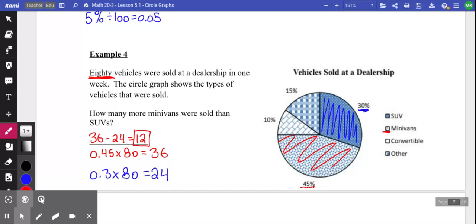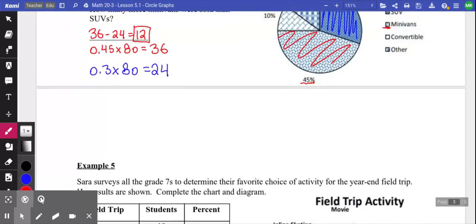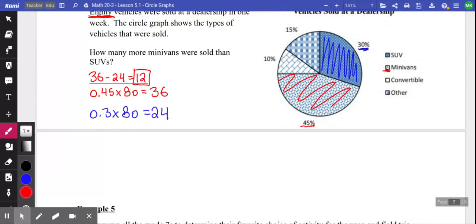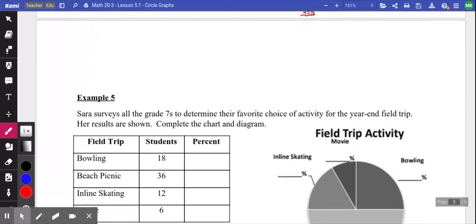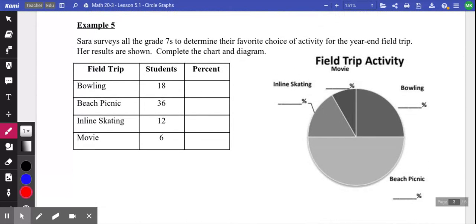All right. So that should be pretty much the basics of reading circle graphs. We're going to get into making them a little bit. The way that you make these circle graphs is by taking surveys and then trying to turn those surveys into percentages. So here we have Sarah surveys all the grade 7s to determine their favorite choice of activity for the year-end field trip. Her results are shown below.